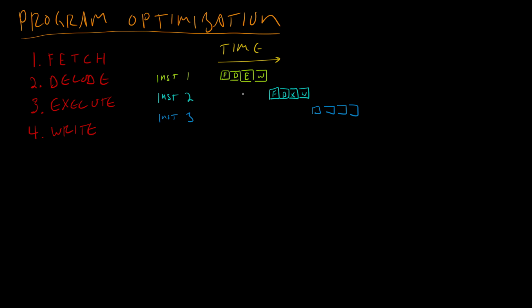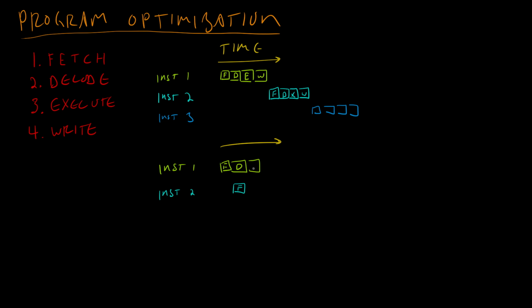And so I'm just gonna draw it again. I'm just gonna show how we do it again here. Again, this is time. Time goes this way. So first we can use the fetch circuits to fetch the first instruction, and then we can use the decode circuits to decode the first instruction. But while we're decoding, the fetch circuits are now free, and so we can start fetching the second instruction at the same time as we're decoding, because we're using different circuits.